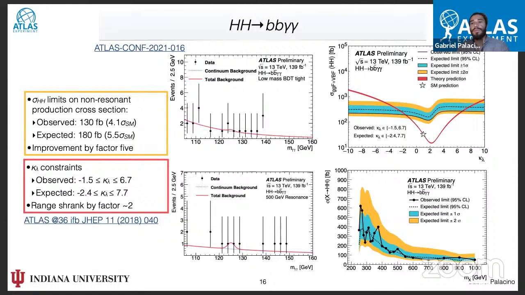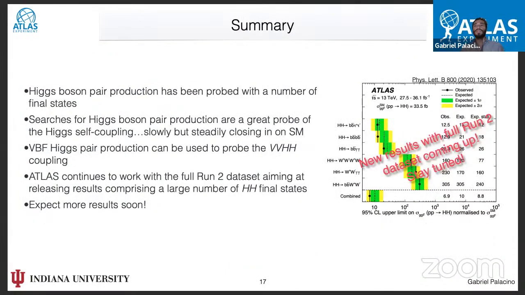Okay, so I'm going to move on to my summary. I just want to mention two things here in the summary. The first one is that we've done a lot better than was ever expected from the ATLAS experiment or from any experiment. I mean, I guess both experiments have done very well in this sense that we're closing in on the standard model.